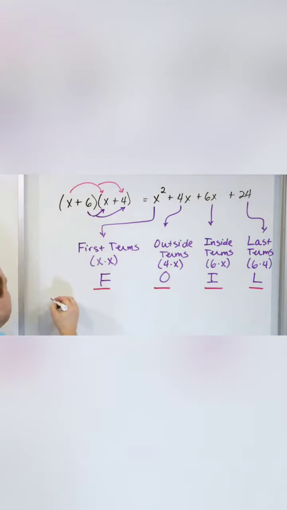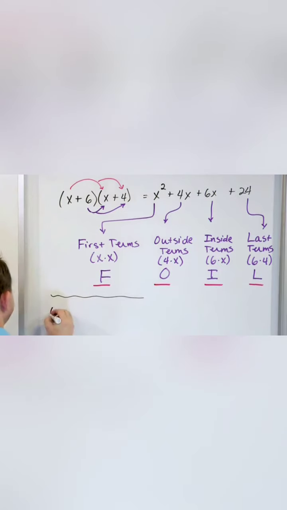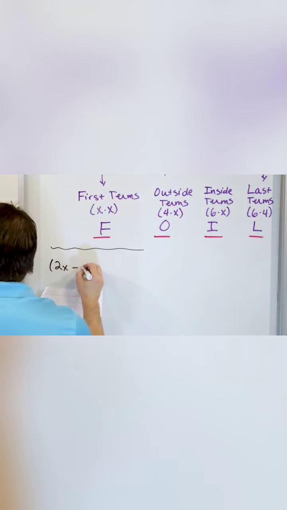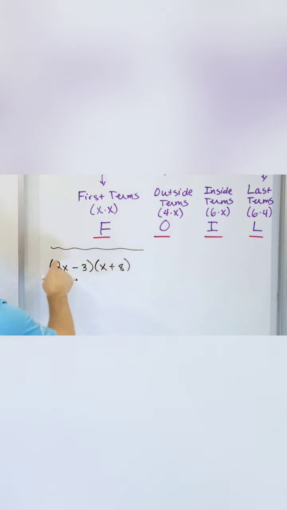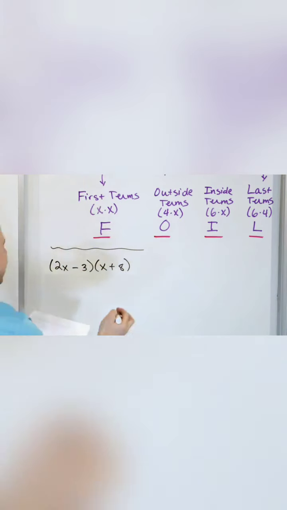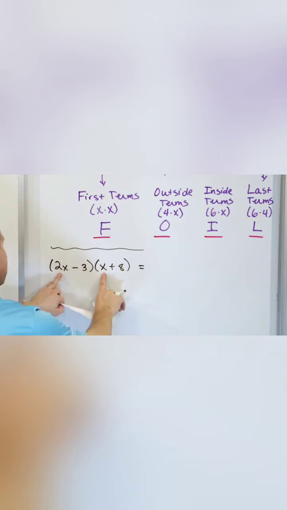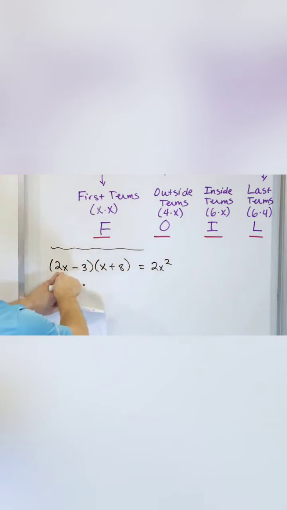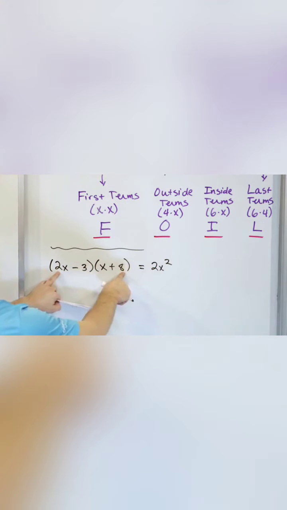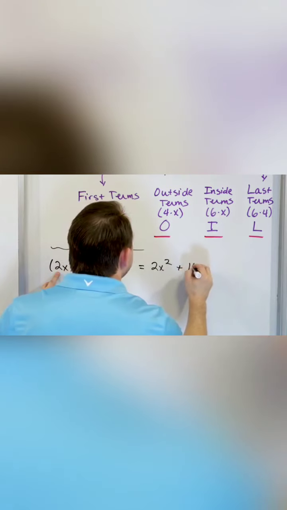Before we get there, let's do one more, as we now know that this is called the FOIL method. Let's take a look at 2x minus 3 times x plus 8. All right, so I've been teaching you just to distribute things in, and that's fine. It's exactly what we've been doing, but you could also just think of the FOIL method. Here's the first terms, 2x times x, that's 2x squared. The outer terms will be, this is an outer and this is an outer. 2 times 8 is 16, so you get 16x.